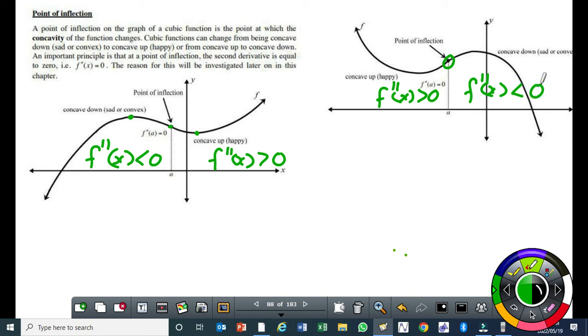Now, this is quite interesting. At the point of inflection, at this point here, the second derivative will be zero. If you find f prime of x, then find f double prime of x, and you identify the value of x at that point and substitute it into the second derivative, you get an answer which is zero. Also here, that's the point of inflection, so f double prime of x will also be zero.